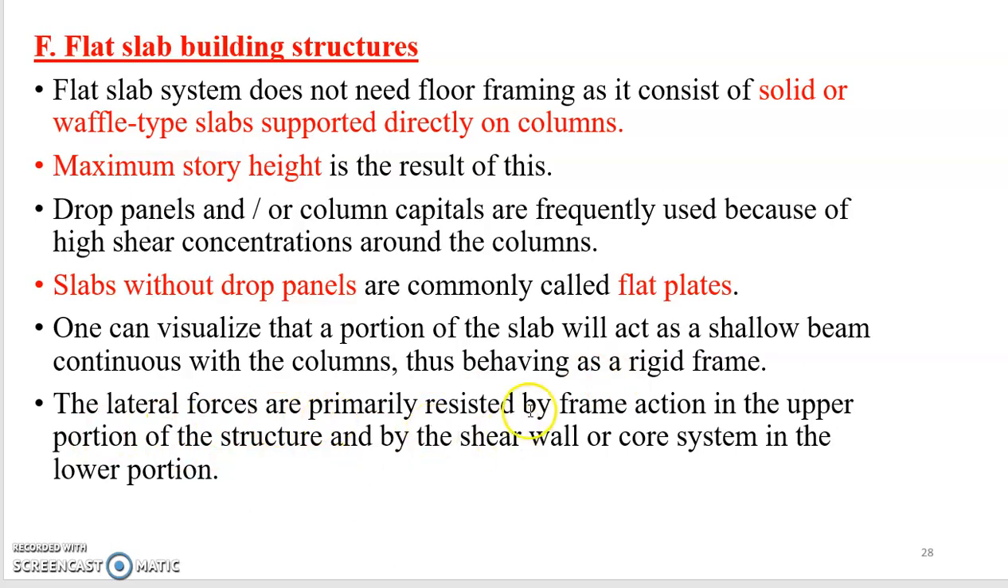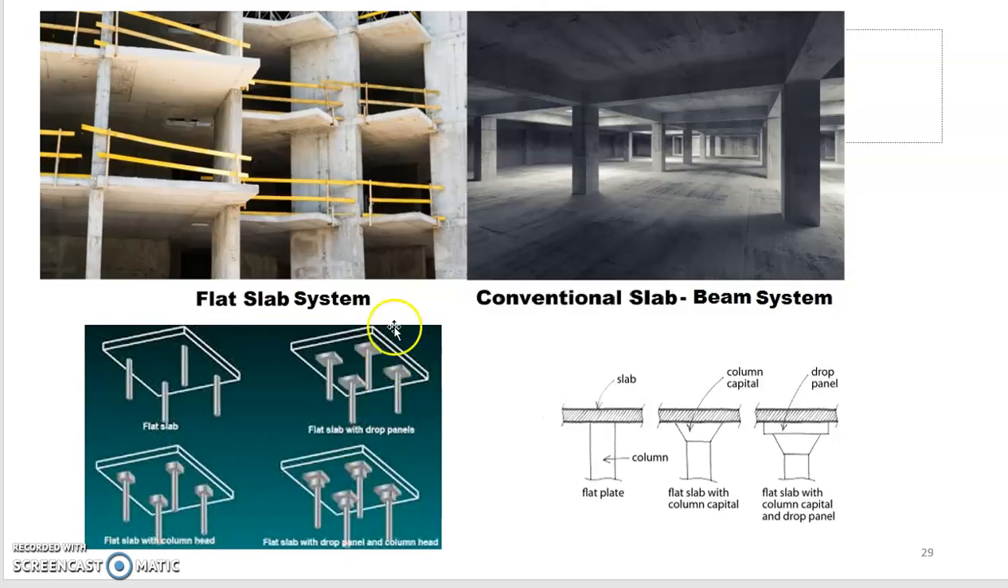The lateral forces are resisted by the frame action in the upper portion of the structure and by the shear wall or core wall system in the lower portion. It can be better explained by these figures. So we can see that this is a flat slab construction. A great room height is achieved by using this flat slab system, as there are no beams present in that system.